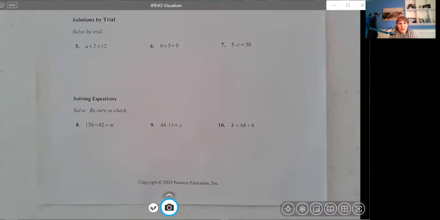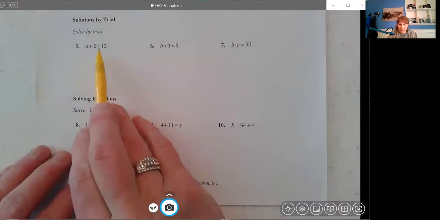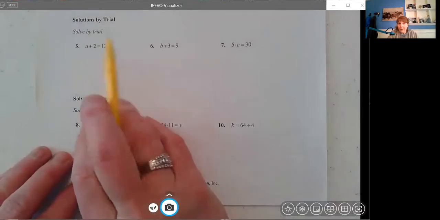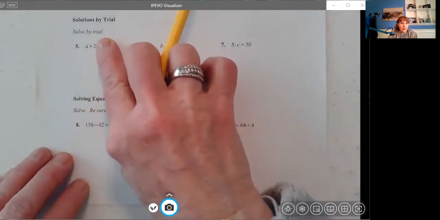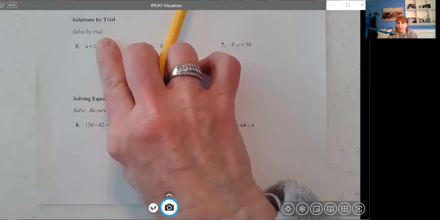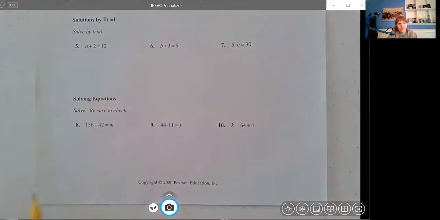Hi there. Well, we're going to look at 1.7 and 1.9, and 1.7 is where we're going to start solving equations. An equation is something with an equal sign, as opposed to an expression where the equal sign is missing. If you had just a plus 2, that would be an expression. But here we'll be solving equations.